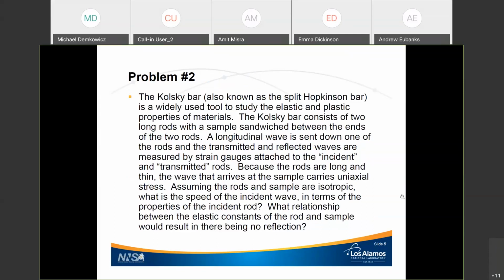Okay, the second problem. And I would just add, because there's 16 of us right now, if you have a question, you can go ahead and unmute yourself and ask it. There's not so many of us that we have to necessarily use the chat box.